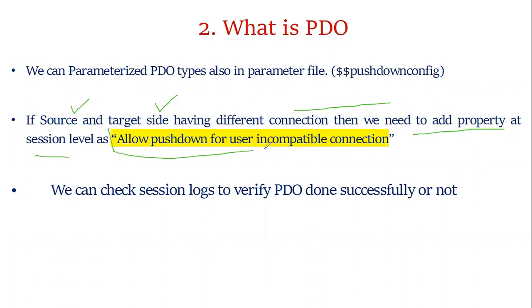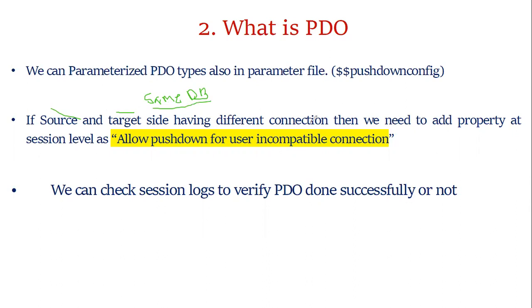So that property is "allow push down for user incompatible connection." I will show you that when I demonstrate the push down optimization. Generally, push down optimization gives better performance when the source and target both have the same kind of database. We can achieve great performance if the source and target side database is the same.